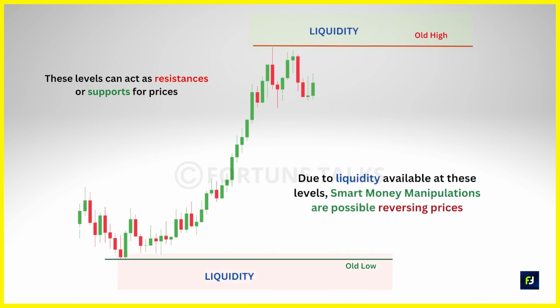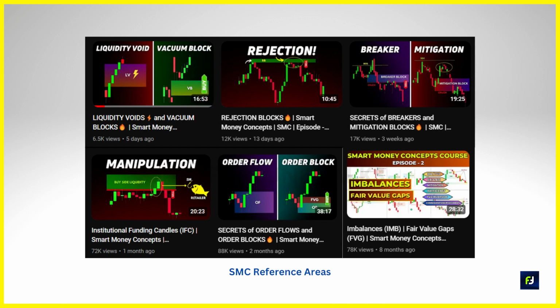Due to this reason, there will be liquidity in the form of retailer orders available beyond these levels. So old highs and old lows are potential areas where the smart money can manipulate prices to absorb the liquidity and then reverse the market direction. Other than this, I have given you a detailed explanation on each and every single topic. You can watch and revise them by going to the SMC playlist.